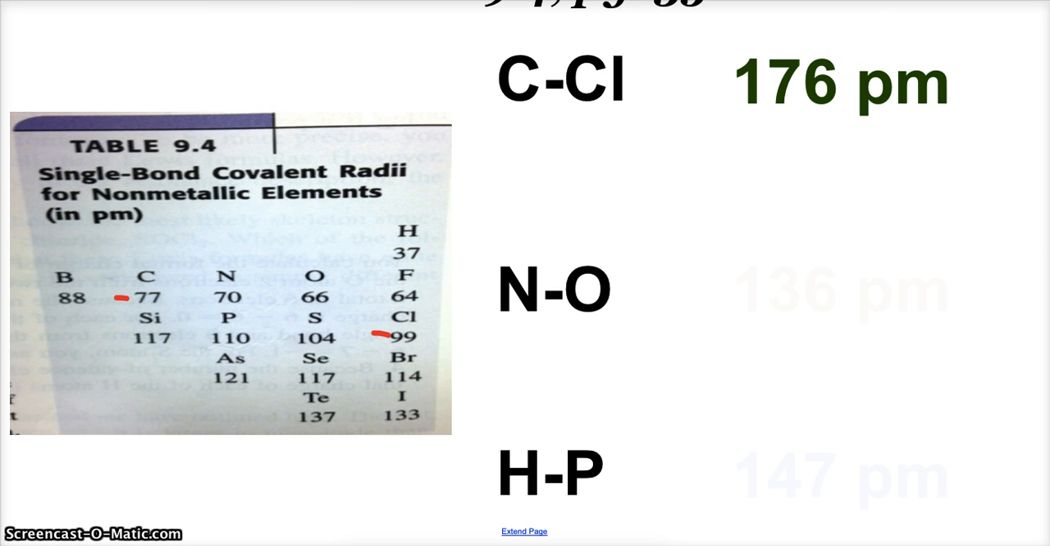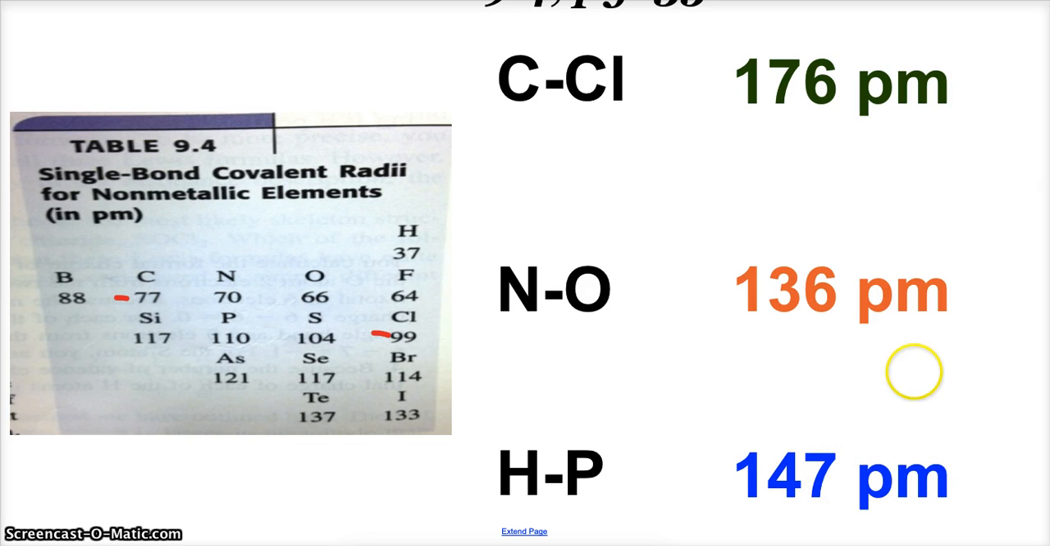And then you can look on the table and you can see nitrogen is 70, oxygen 66. So the single bond between a nitrogen and oxygen atom is 136 picometers. And then your little teeny tiny hydrogen, 37 picometers, added to a much larger phosphorus atom of 110, and you get a bond length of 147 picometers. Again, for single bonds, you could predict this.